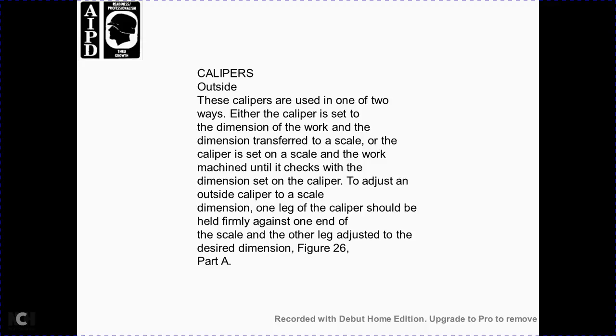Calipers, outside calipers, are one of the two types. The way to transfer the dimension is to set the calipers to the dimension of the work, then check the calipers against the scale. The caliper is set within the scale of the work with the machine stopped until the dimension is checked. When adjusting the outside caliper to a scale dimension, one leg of the caliper should be held firmly against one end of the scale, with the other leg adjusted to the desired dimension. Figure 26A.